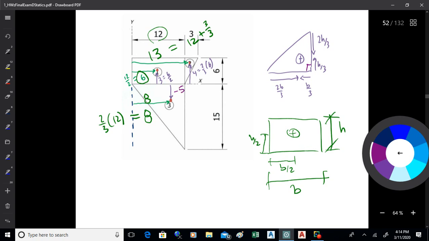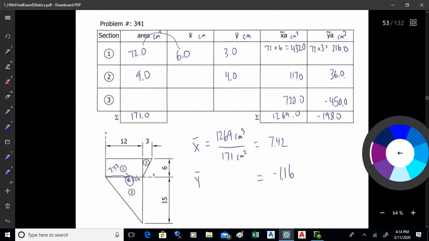All right, now I just like to collect all that information. Then when I've got it, I'll just plug it in, okay? So for instance, for part number 1, I'm working on x bar here. I've got an area of 72, and I'm going over 6. So if I take 72 times 6, I get 4320.